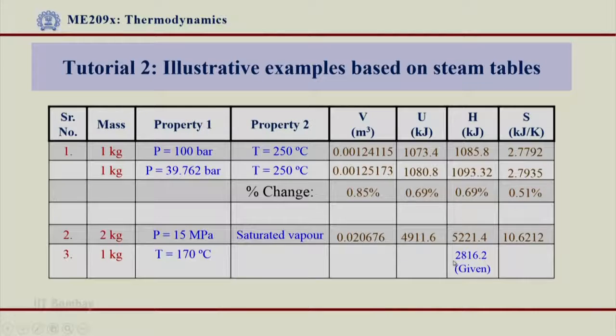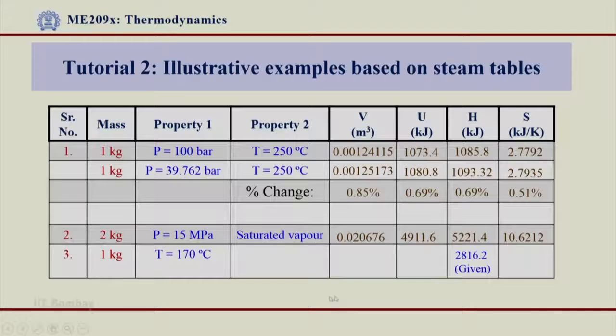So let us find out these properties, for which we will first go to table 1 and find out in which zone this lies, because from T is equal to 170 degrees centigrade, from table 1 we can find out what Hf and Hg are, and then we will compare the given H value and find out in which zone this system lies. So let us go to table 1, locate T is equal to 170 degrees centigrade and find out what the values of Hf and Hg are.